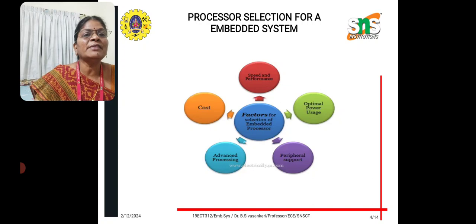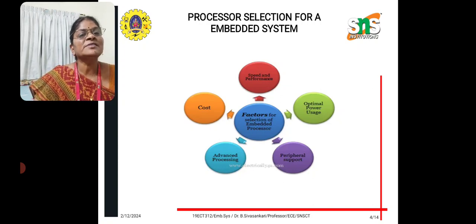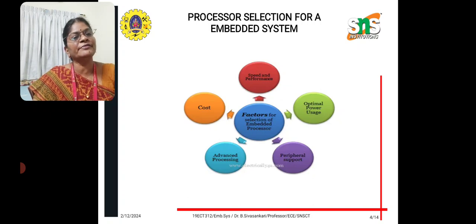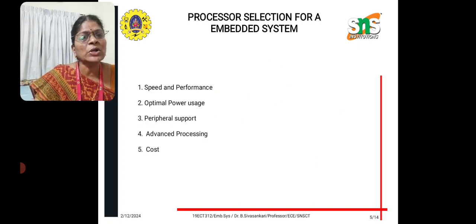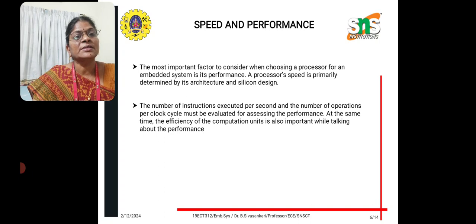So, these are the main factors to select a processor in an embedded system. First, speed and performance. Next, optimal power usage. And third, peripheral support. Fourth, advanced processing. And the fifth one is cost. Let us discuss them one by one.